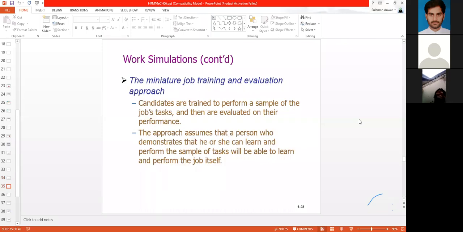In the work simulations, there can be a miniature job training and evaluation approach. In this approach, the candidates are trained to perform a sample of the job tasks and then are evaluated on their performance. The approach assumes that the person who demonstrates that he or she can learn and perform the sample of tasks will be able to learn and perform the job itself.